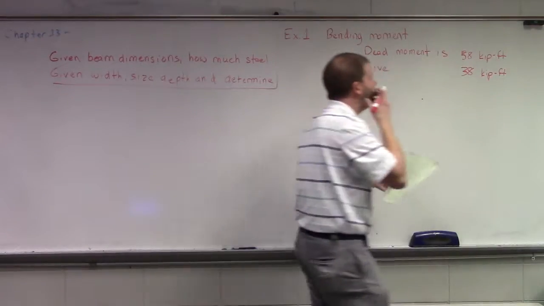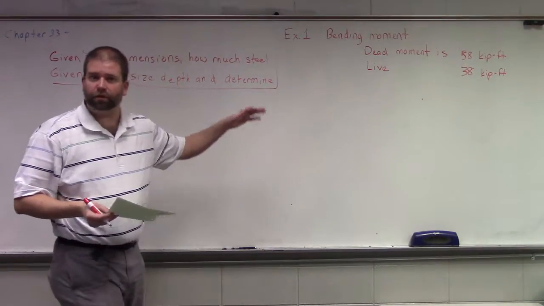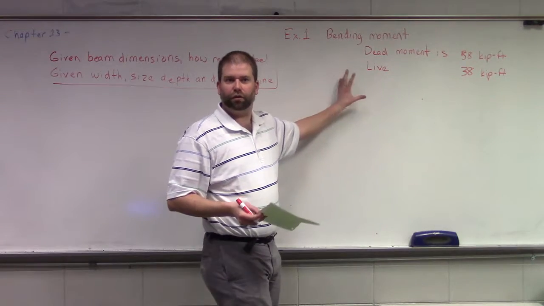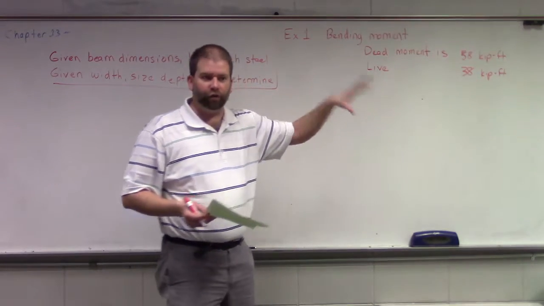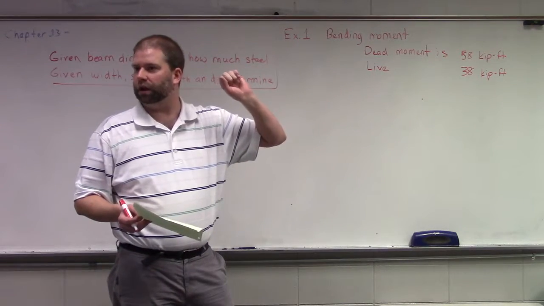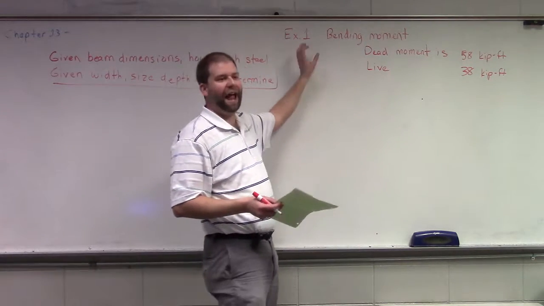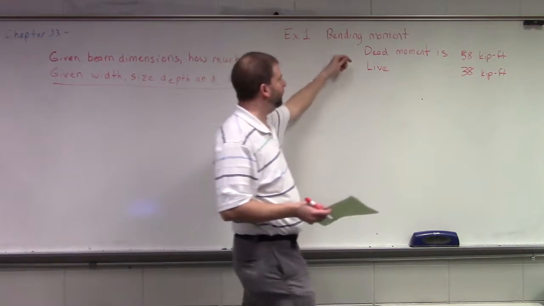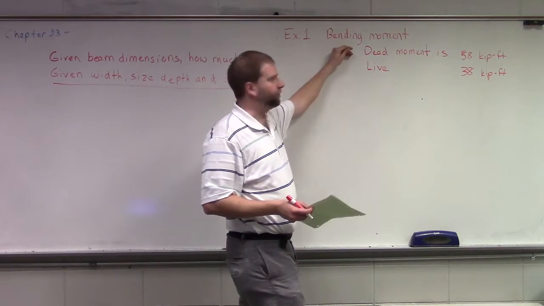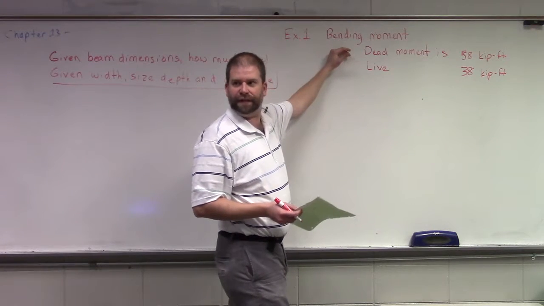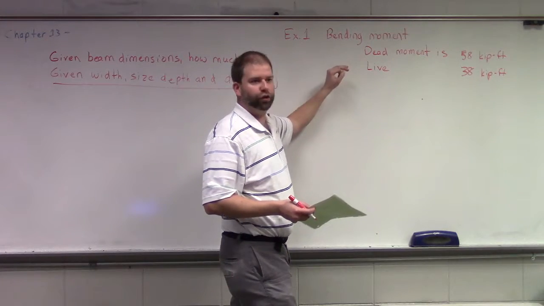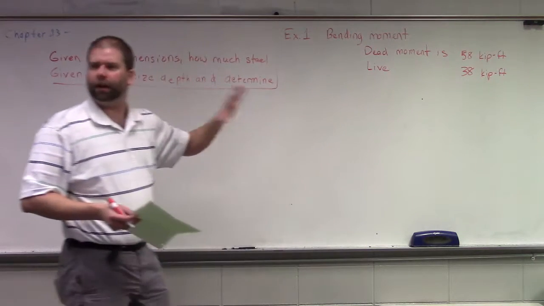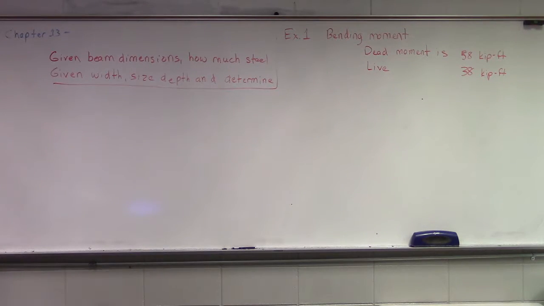moment is 38 kip feet, okay? So when we were doing bending moments, shear, and axial, we were ignoring whether we were looking at self-weight of the beam or live loads, we were just determining a bending moment, right? Here we've determined that due to the weight of the structure itself, we have 58 kip feet of bending, and due to how we're loading the structure, we have 38 kip feet of bending. Does everybody see where that's coming from?